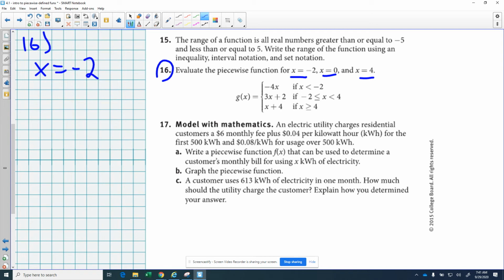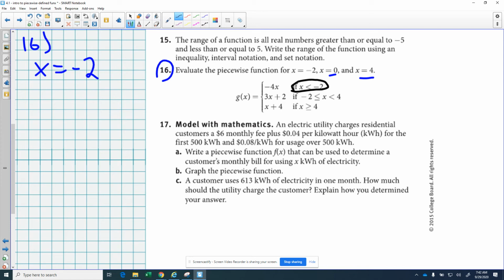The whole idea of this problem is to think, where could I fit this in? Where would it actually work? If I look at all of these values provided, we want to think, where does x equals -2 fit? Well, in this first one, we have -4x if x is less than -2, right? We want to think, does -2 fit into this restriction?